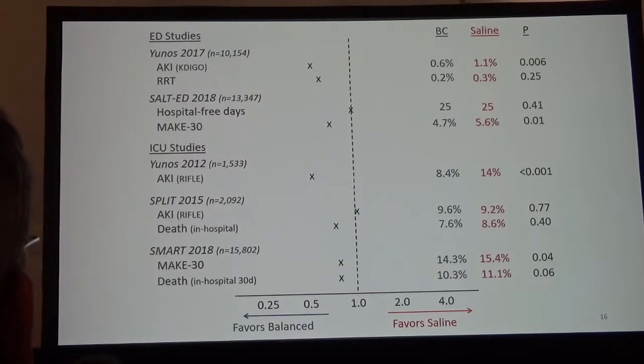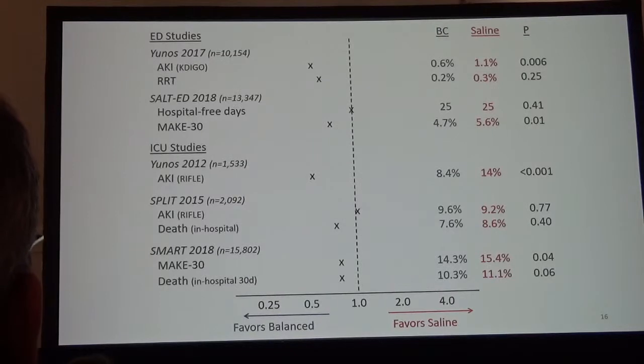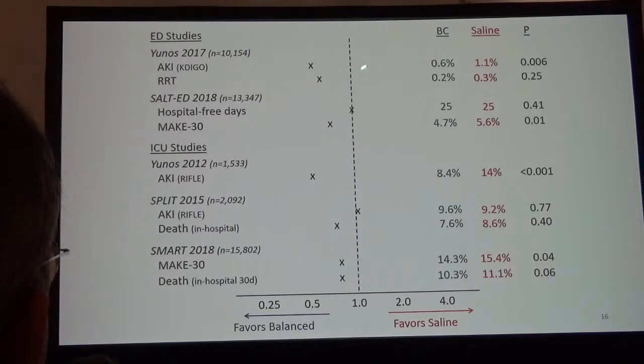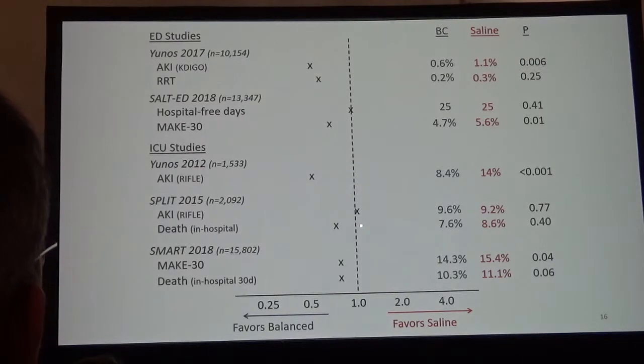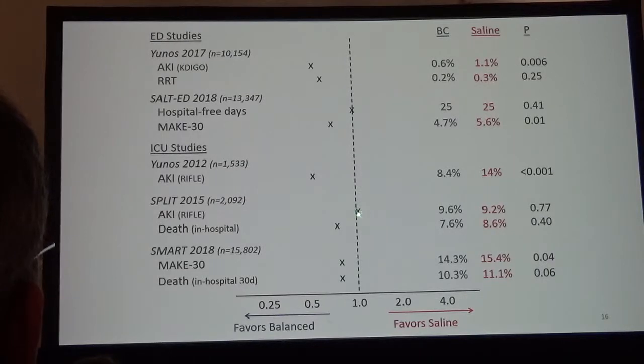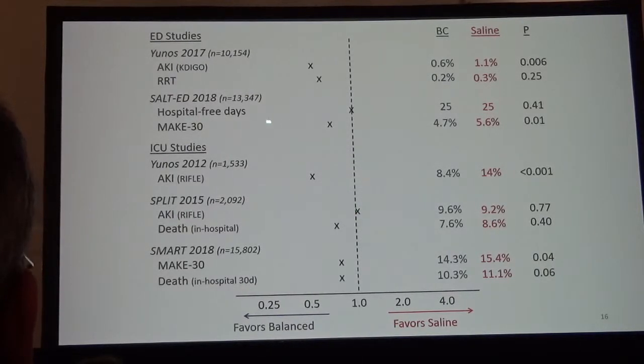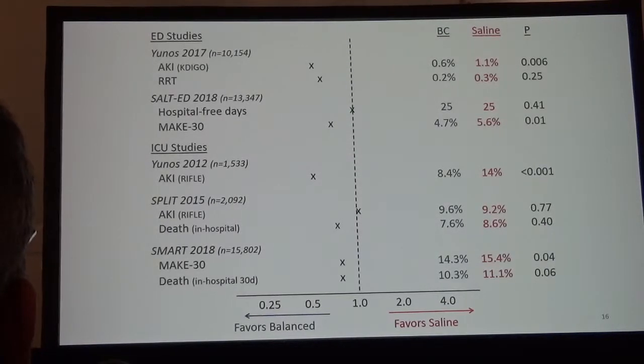And what you see here on the x-axis, over here, is what favors saline on all of these outcomes. You really don't see, in large population-based trials, anything favoring saline. You have some null results, such as the AKI in SPLIT, like we talked about, and the hospital-free days in the SALT-ED trial, like we talked about. But in general, most of these outcomes are favoring the balanced crystalloids.